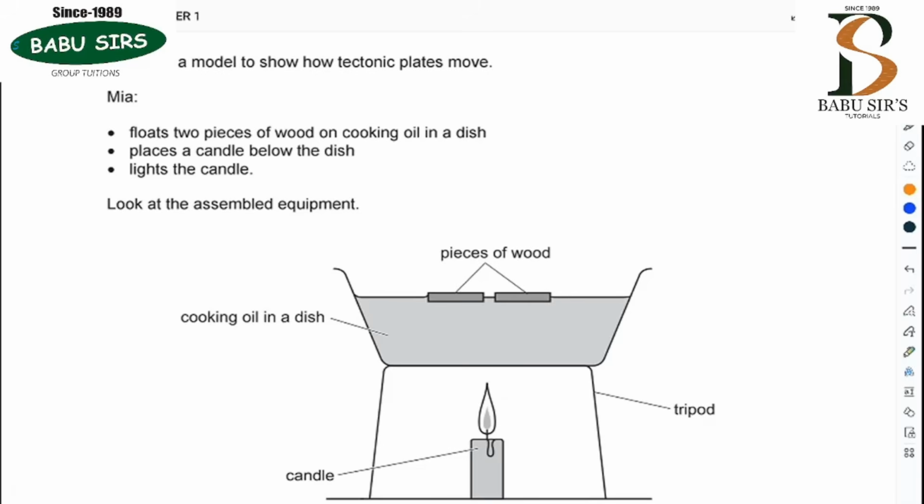Question number 4. Mai uses a model to show how tectonic plates move. Mai floats 2 pieces of wood on cooking oil in a dish, places a candle below the dish. Now why is the candle there? To give heat. Lights the candle. Now once you light the candle, heat will be provided here. Once heat is provided here, this will become hot. Because this will become hot, this will rise up. Because whatever is hot is light.